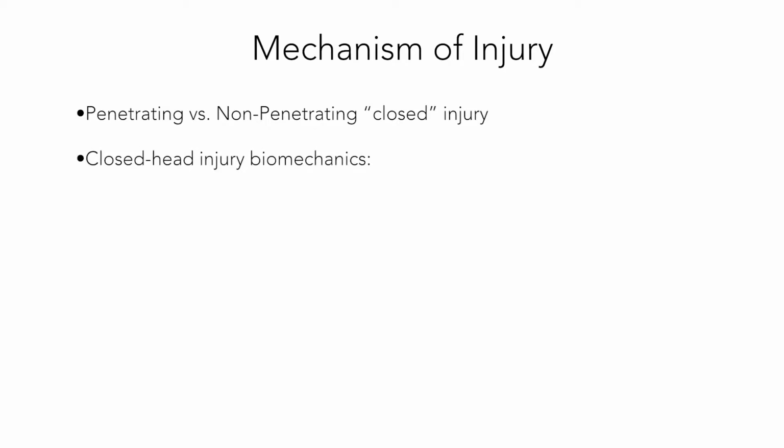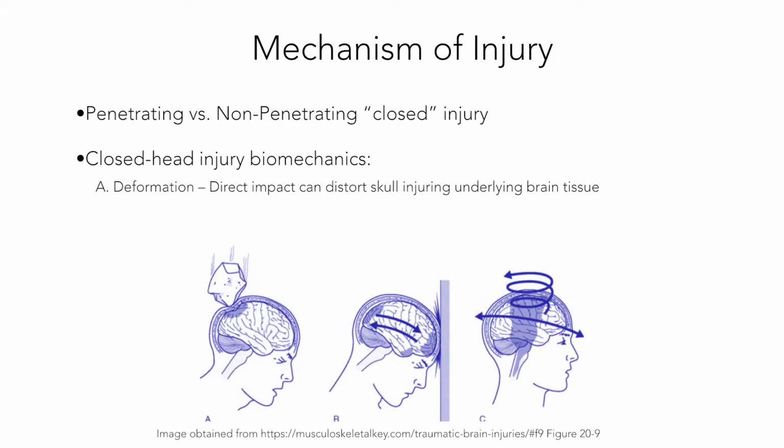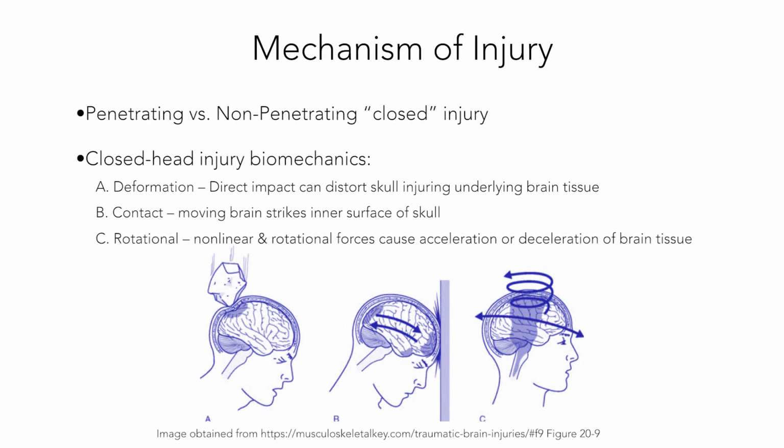A closed head injury, on the other hand, can be the result of several different biomechanics. The first, pictured here, is through deformation. This is the result of a direct impact that distorts the skull, injuring the underlying brain tissue. Pictured next is a demonstration of injury through direct contact. Here, the brain can be jarred and move within the skull, striking the inner surface of the skull. And finally, through rotational forces and nonlinear forces, acceleration and deceleration of brain tissue can occur.